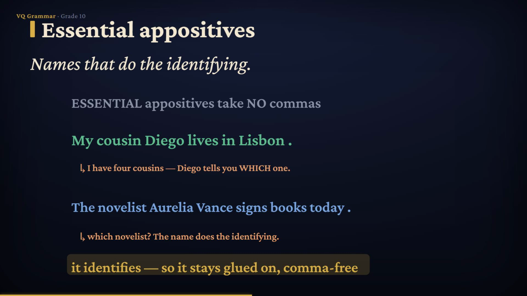Watch how often this pattern shows up. A name landing right after a word, like cousin, friend, poet, or novelist. That pattern is usually essential, and it usually wants no commas at all.